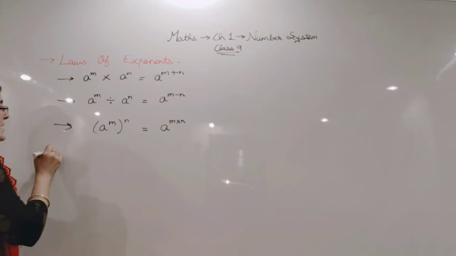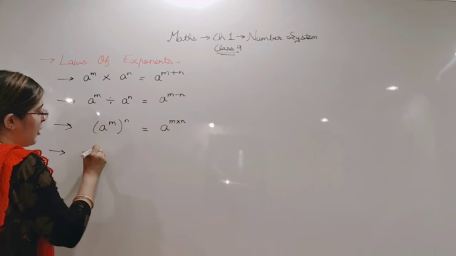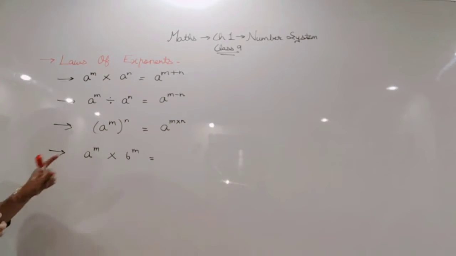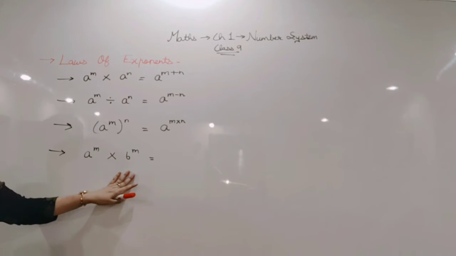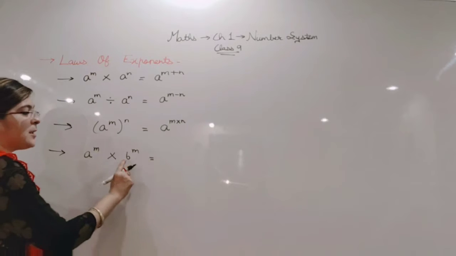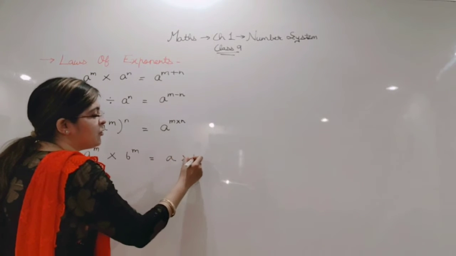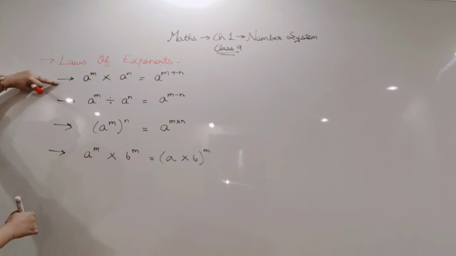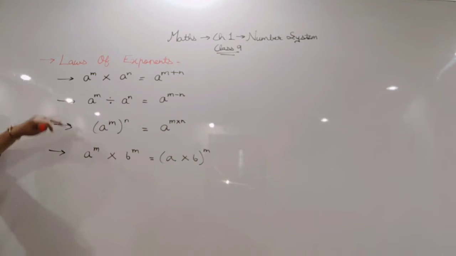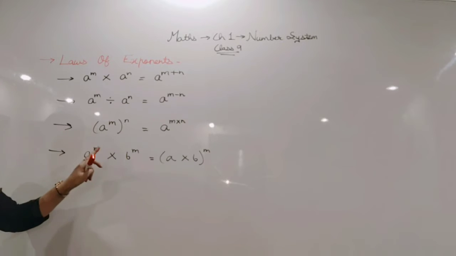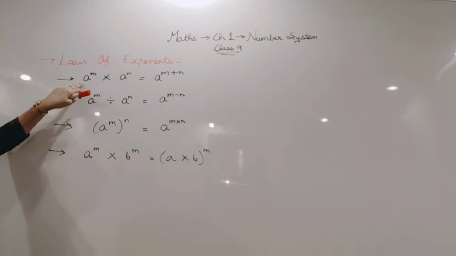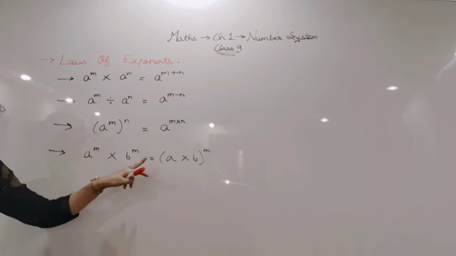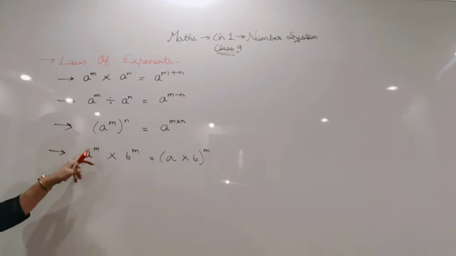Now let's see the fourth property. Your fourth property says a to the power m into b to the power m. Here the powers are the same but the bases are different. So we will apply the property first. That means it is a into b and the power will be on the whole operation. What is the difference between the first law and the fourth law? Here the bases are different but the powers are the same. In the first law, the base was the same and the powers were different.